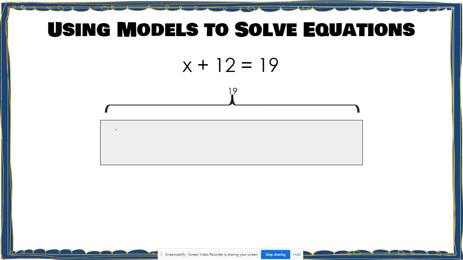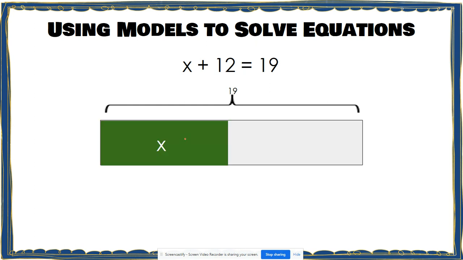Then I know that I don't know what x is, but I do know that x is being added to 12 and that that value is equal to 19. So what I'm going to do is split my bar up into a value of x and 12. I know that both of these together will give me a value of 19.